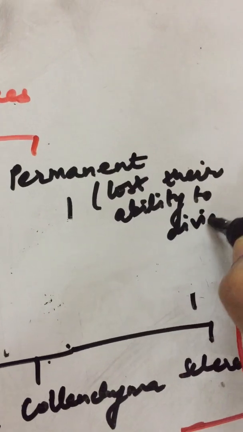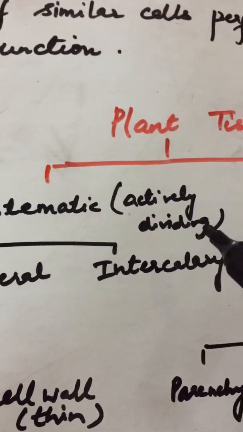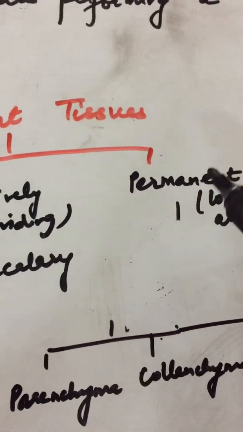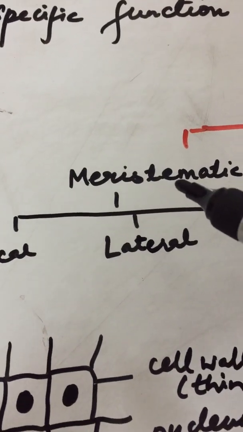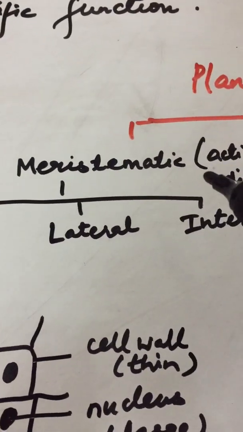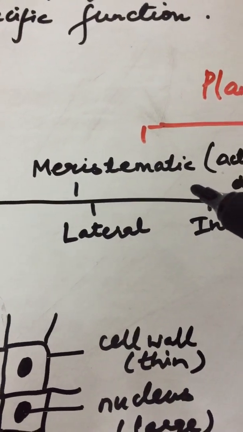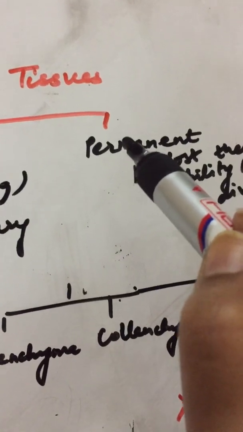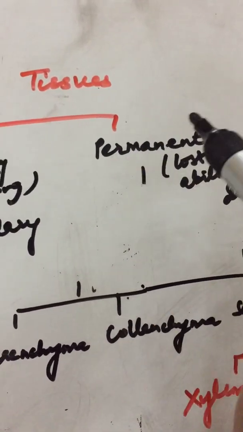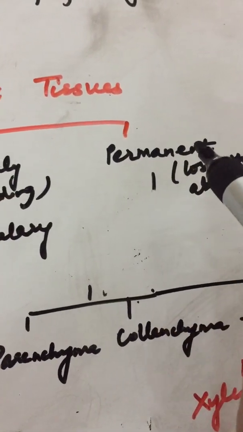And the major difference between the two is meristematic cells can divide actively, whereas permanent cells or permanent tissue cannot divide. Meristematic cells are found in growing regions of the plant, growing tips, that is root tip and shoot tip, whereas permanent tissue forms the bulk of the plant body. The entire plant body except for the growing tips is made up of permanent tissue.